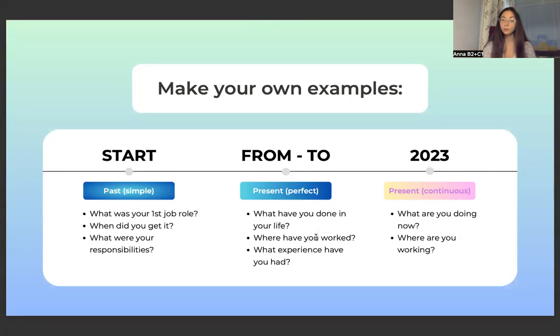And now you can make your own examples. You may write your comments below, or you may speak with each other. So what was your first job role? When did you get it? What were your responsibilities? What have you done in your life? Where have you worked? What experience have you had? And what are you doing now? Where are you working?